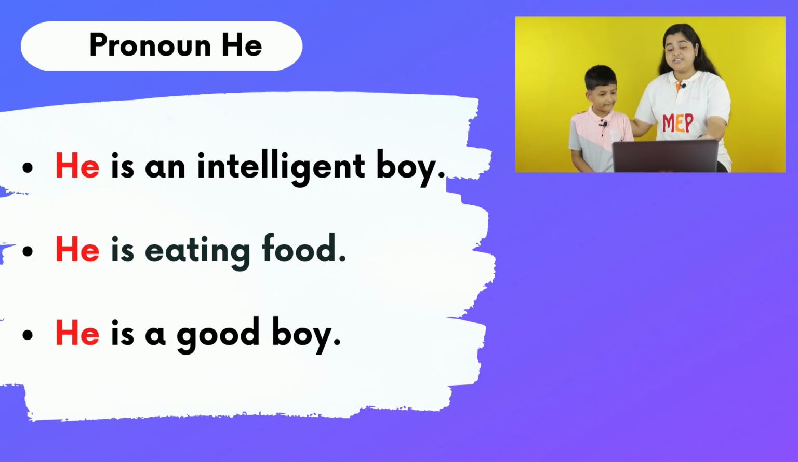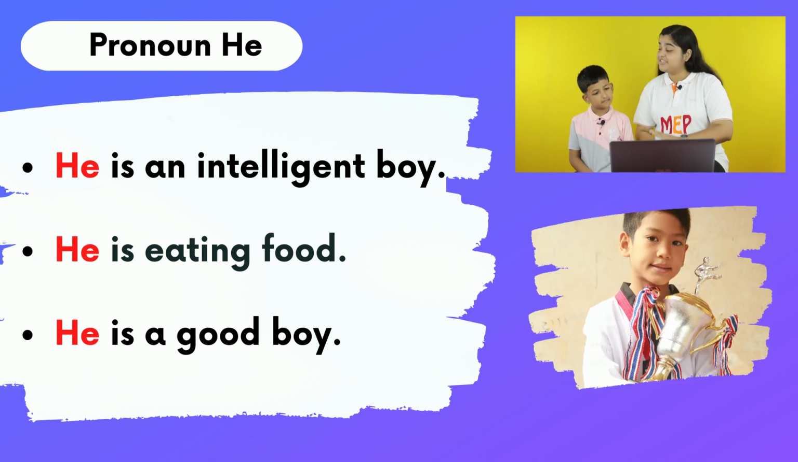So, Rudy, read the third sentence. He is a good boy. Correct. Now, identify the pronoun. Pronoun he. Why? Because we're talking about the third person. Right. Now, tell me, third person is male or female? Male. And we are talking about one person or many people? One person. Now you got it.